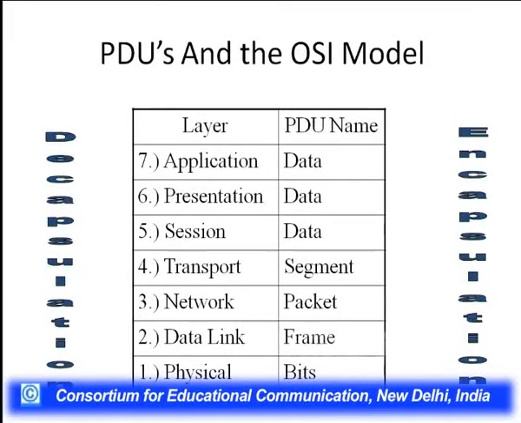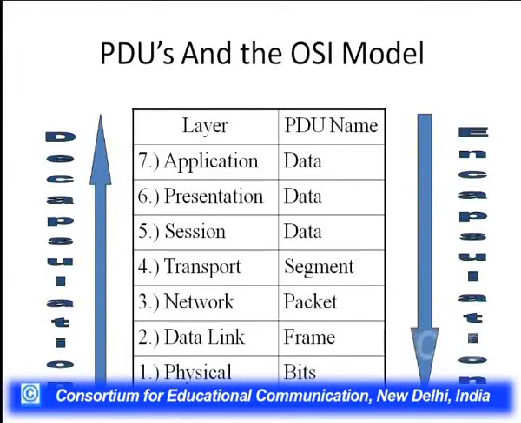So these are the different PDUs of the OSI model. As we can see, the PDU name for the application layer is data. For presentation, it is also called data, and for session also. At the transport layer, the PDU is known as a segment. The network layer data is known as a packet. At the data link layer, it is called a frame, and at the physical layer, it is in the form of bits. So this is how decapsulation and encapsulation take place.